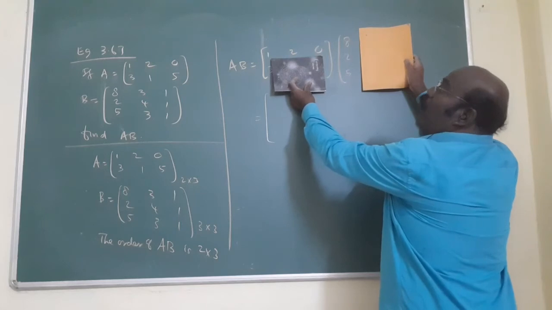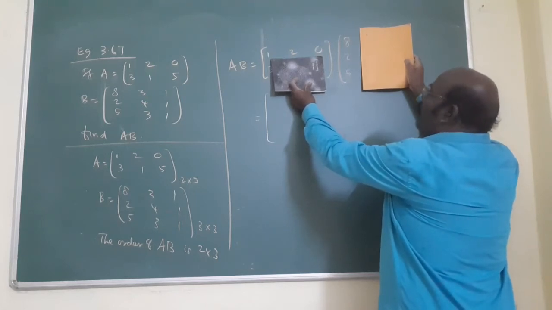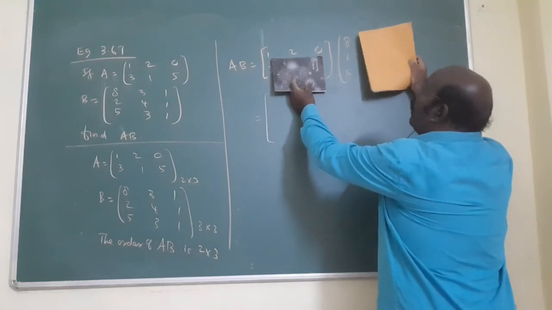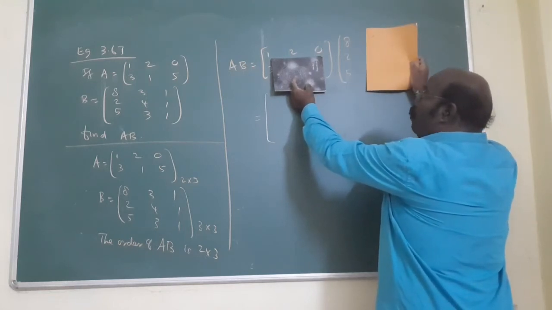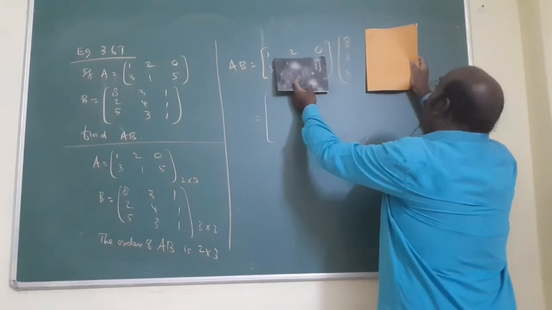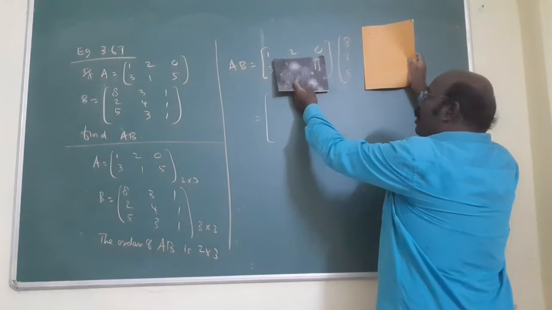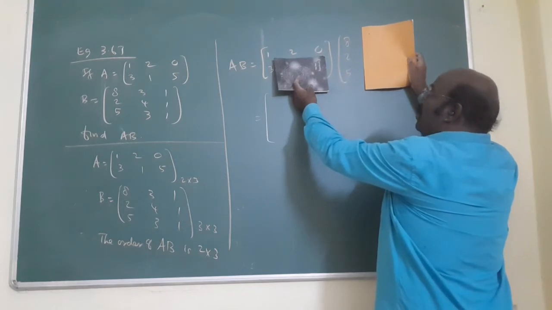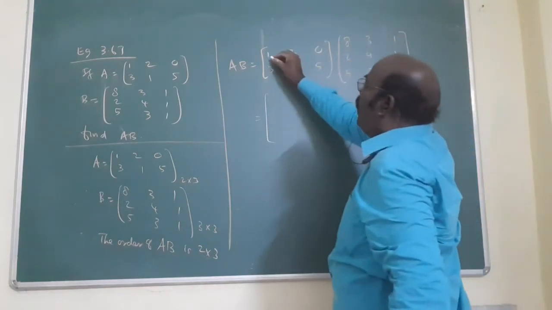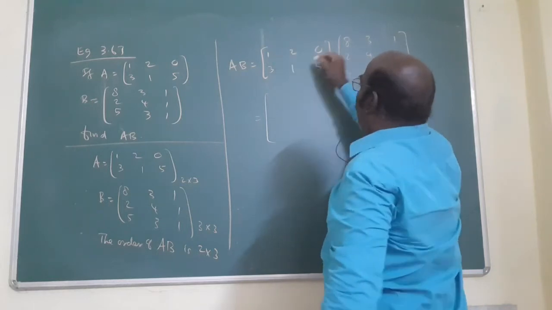What is the first element? 1. Okay, what is the first element? 8. 1 8s are 8. Next, what is the next element? 2. Okay, what is the next element? 2. 2 2s are 4. Plus 5 into 0, 0 5s are 0. Third element with third element. First element, second with second, third with third. That is 7.